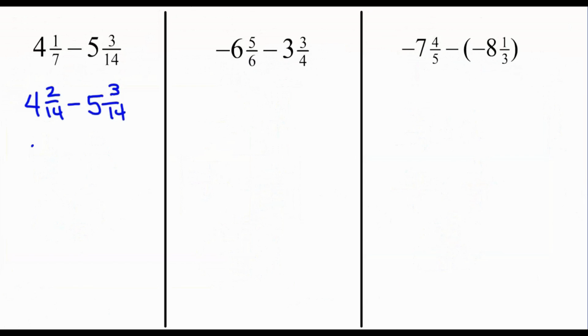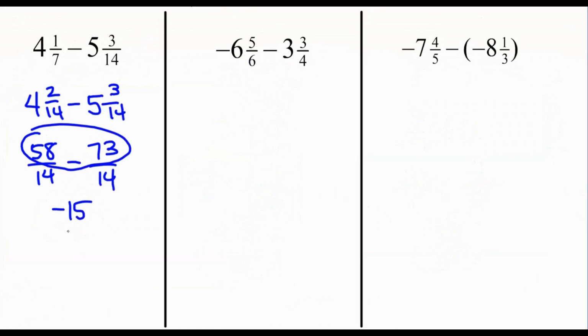As improper fractions, these are 58/14 minus 73/14. And then I use my rules of subtraction with the numerators. 58 minus 73 is negative 15. So it's negative 15/14 or negative 1 1/14 as a mixed number.